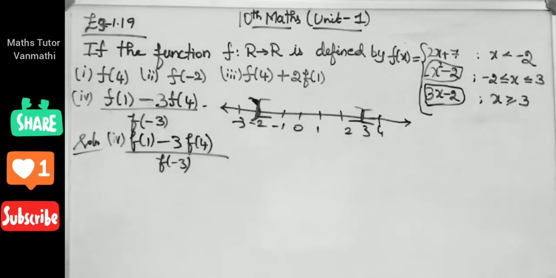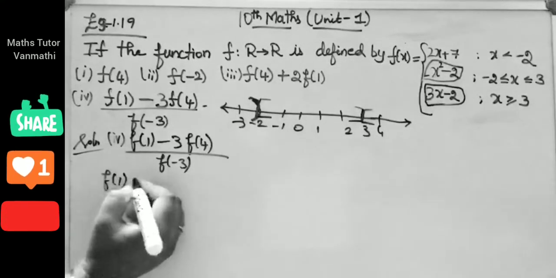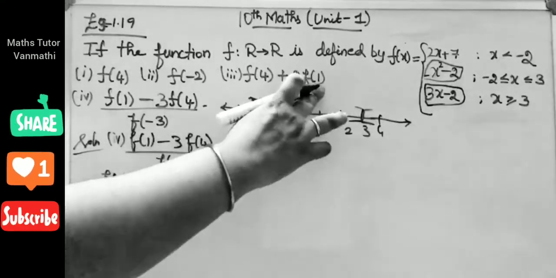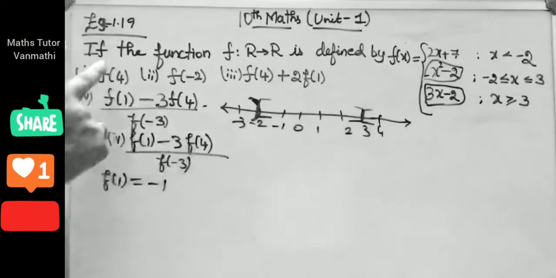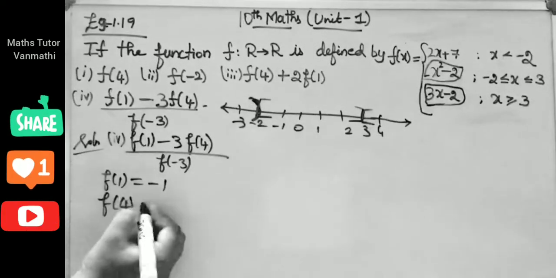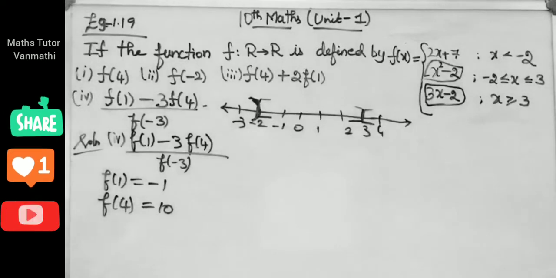Fourth subdivision, f of 1 minus 3 times f of 4 divided by f of minus 3. We know f of 1 is minus 1 because we found that here. Next, f of 4 is 10, that is from the first subdivision. You have got the answer.